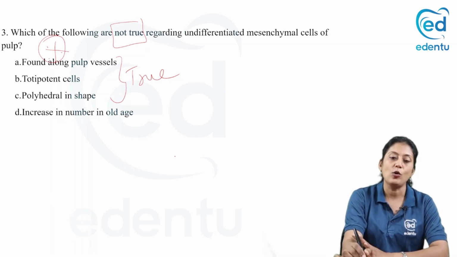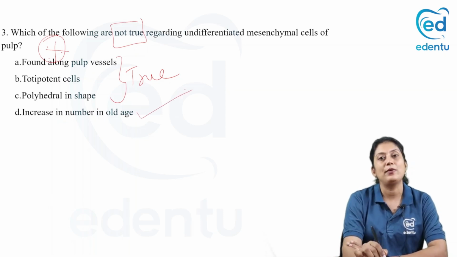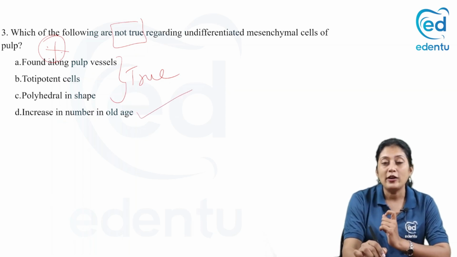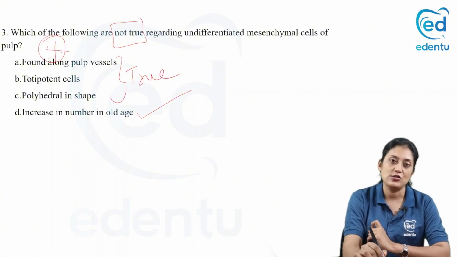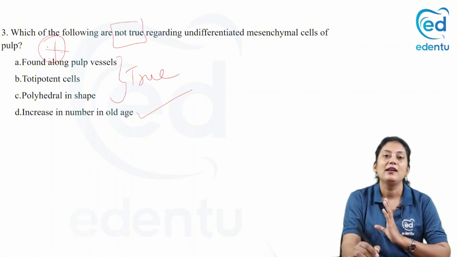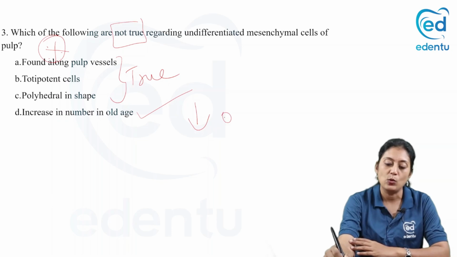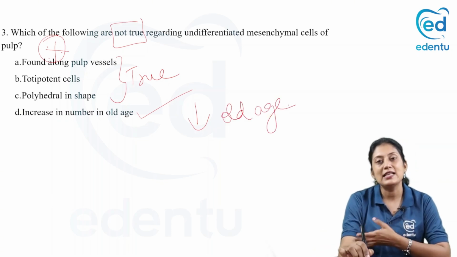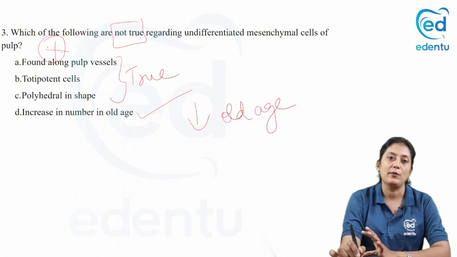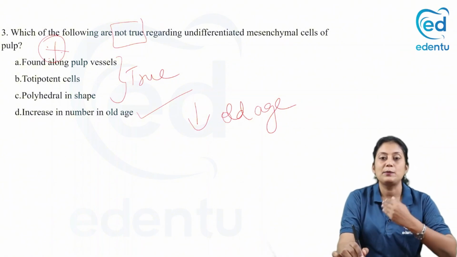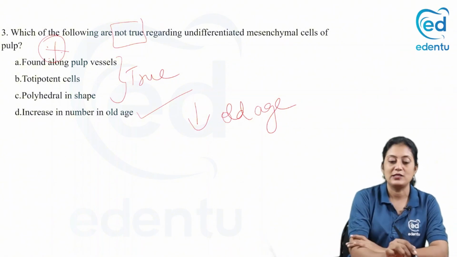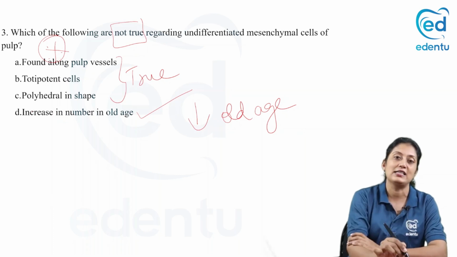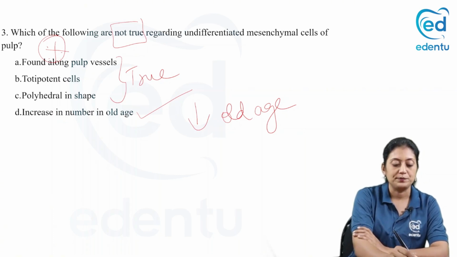Which is not true, or false? It is increase in number in old age. Why? One important feature I have mentioned in the age changes of pulp is that any cell will decrease in number as old age approaches. Any cells in the human body will decrease in number. So even in pulp, as the person becomes older and older, the number of cells will decrease. But here it is given as increase. So that is the right option.